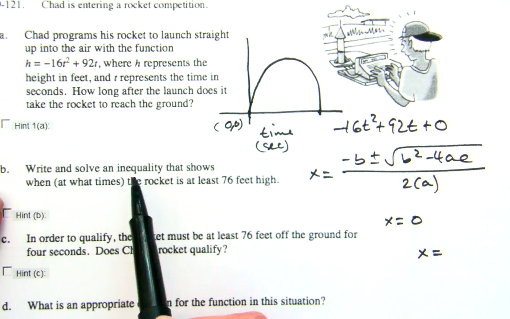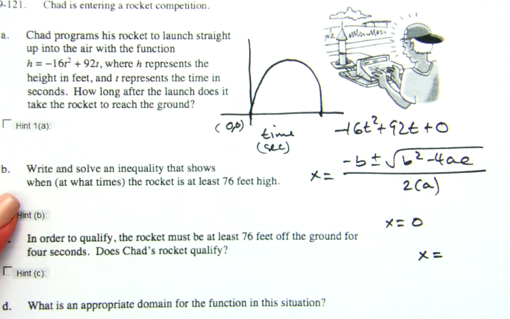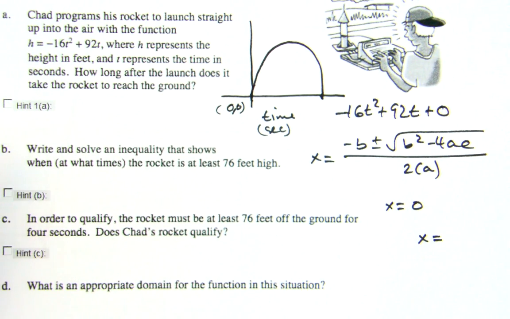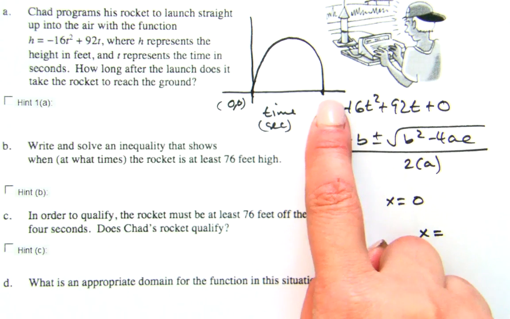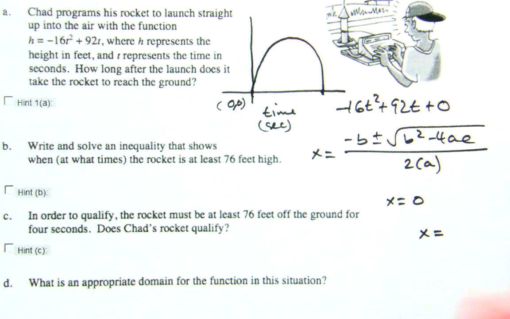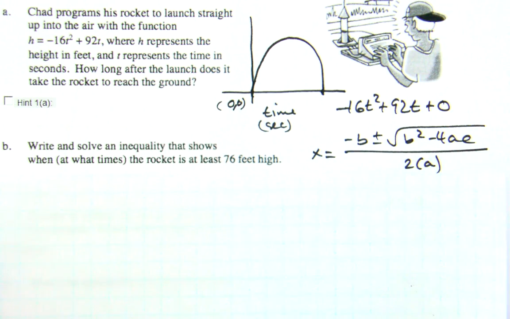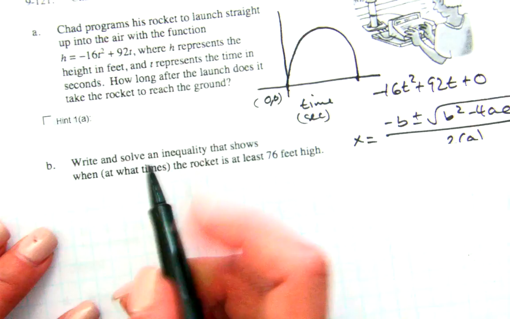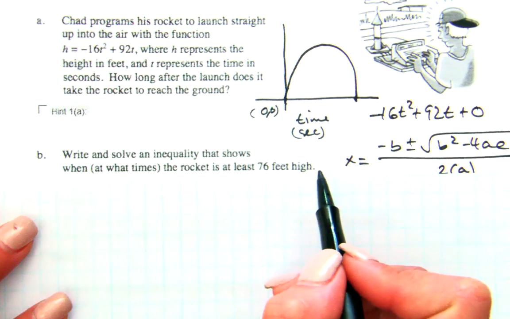Okay, and then write and solve an inequality that shows at what times the rocket is at least 76 feet high. Okay, that's a little different. I'm going to need another piece of paper for this. Okay, this works. So when you find the value of x, plug it in there. That'll give you your time when it lands. Okay, part B is a little weird. So write and solve an inequality that shows at what times the rocket is at least 76 feet high.